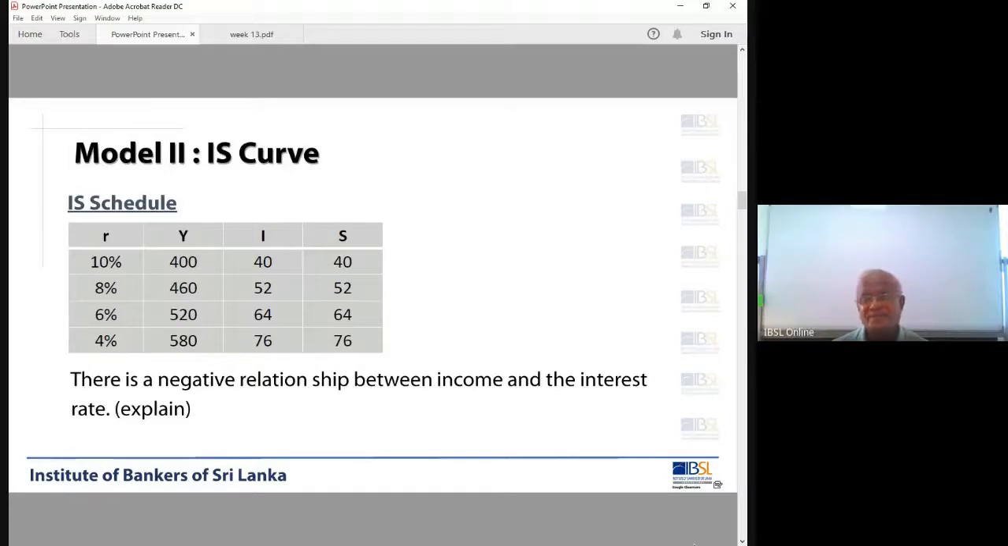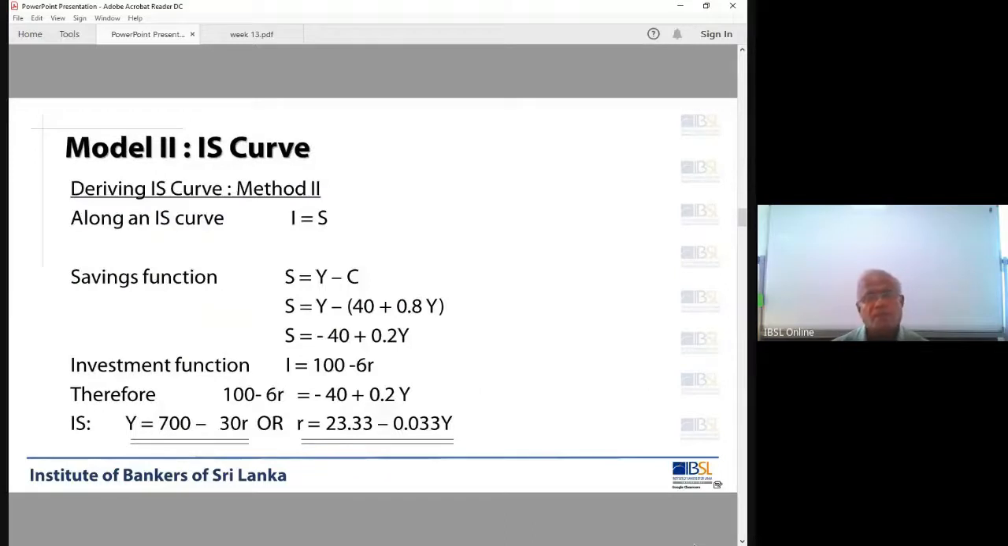That's why it is called the IS curve. You can take down: investment savings curve. Along the IS curve, it is downward sloping. Investment savings curve. Right, now the second method to derive the IS curve.